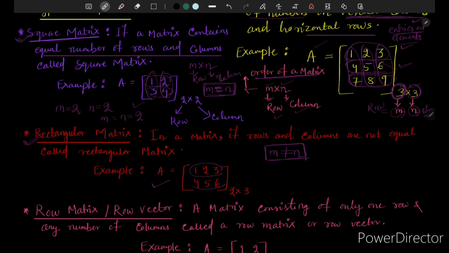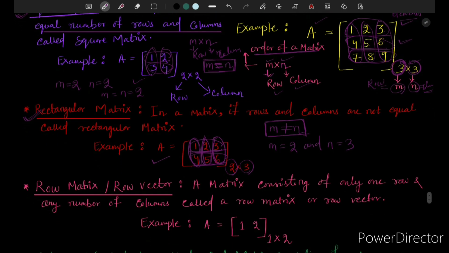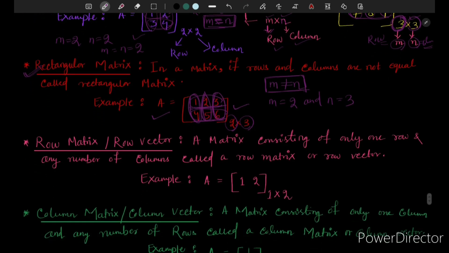That means we have 2 rows and 3 columns. This is a horizontal arrangement and these are the vertical arrangements. That means we have 2 rows and 3 columns. Here m equals 2 and n, that means columns, equals 3. Since the number of rows is not equal to the number of columns, this is called a rectangular matrix. So the first matrix was the square matrix and the second matrix is the rectangular matrix.